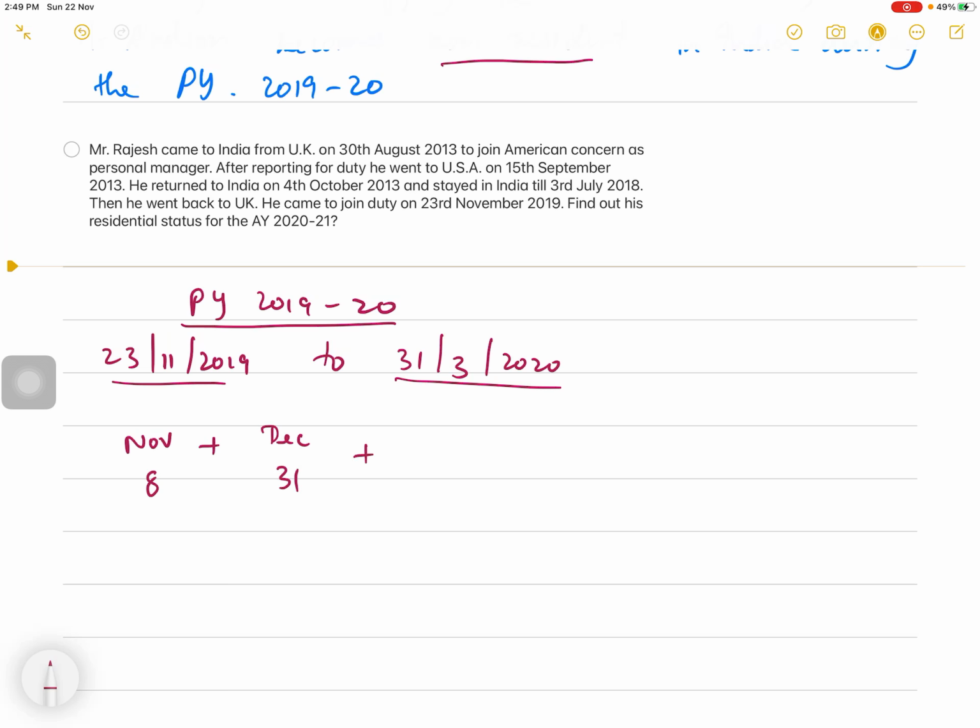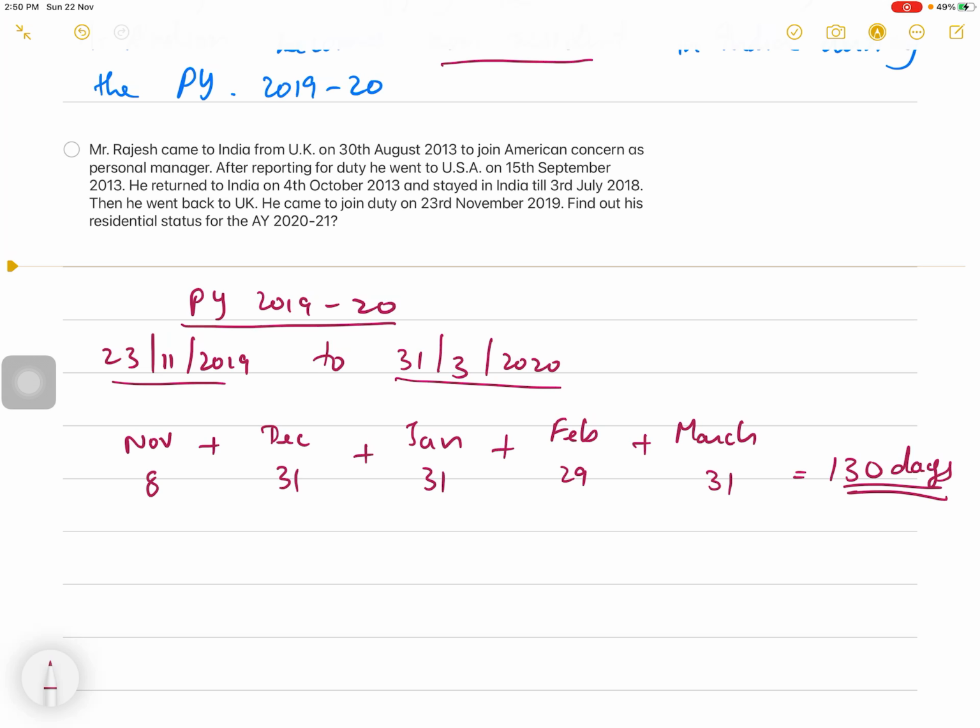December 31 days, January 31 days, February 2020 is a leap year, so 29 days, and March 31 days. Okay. So 8 plus 31 plus 31 plus 29 plus 31. It comes to 130 days. That means he does not satisfy the first basic condition. Okay. Let's see whether he satisfies the second basic condition.